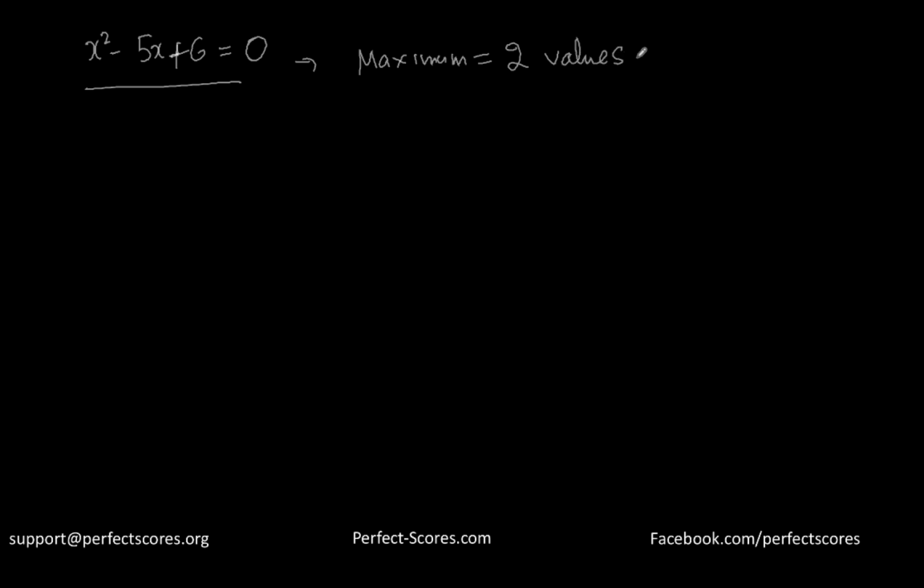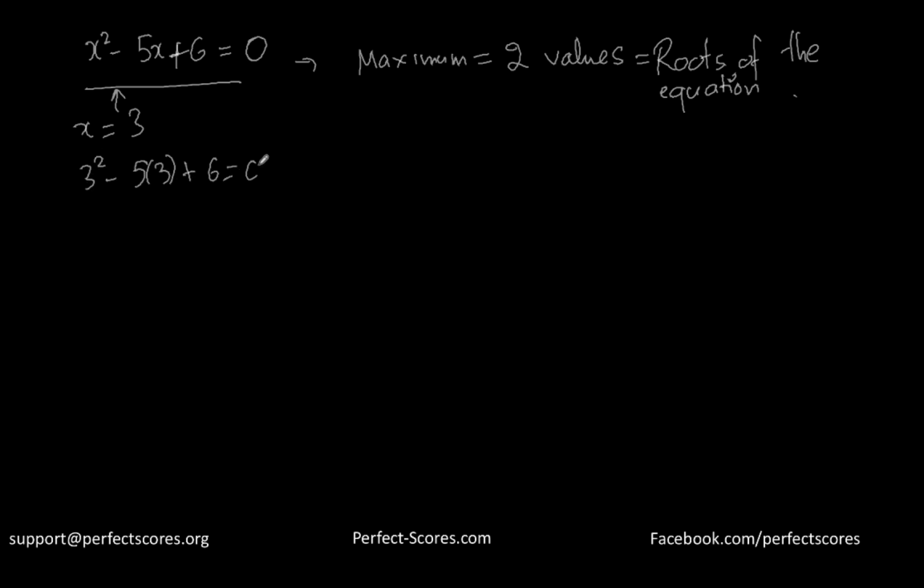Those 2 values are called the roots of the equation. Let's suppose x is equal to 3 is satisfying this, that is 3 squared minus 5 into 3 plus 6 is equal to 0. So you can see that 3 is a root of this equation. So the quadratic equation is nothing but x squared minus 5x plus 6 is y, and you're equating y to be 0.